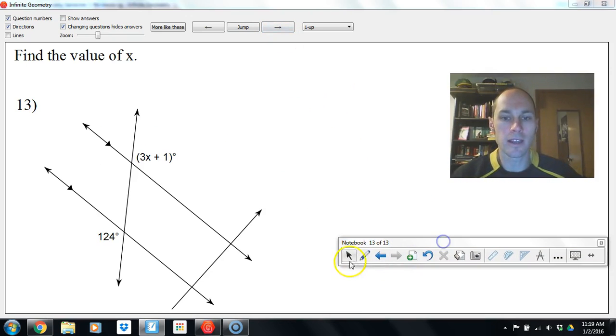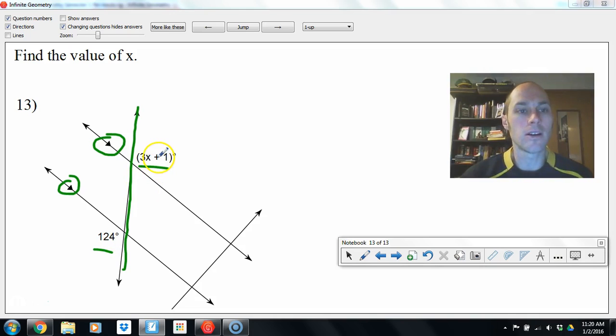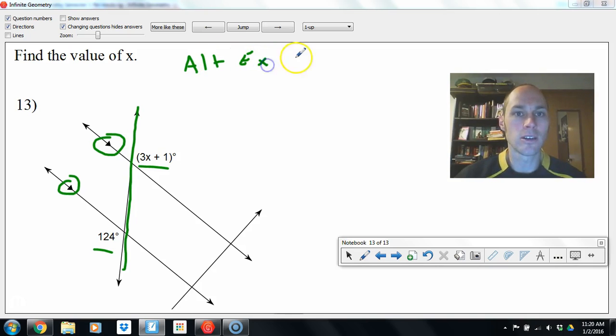Next, we want to find the measure of angle X. So first of all, I need to see the connections. I see I have two lines that are parallel, and I've got a transversal cutting through here. So what is the connection between these? Well, I see that this angle here and this angle are alternate exterior angles, and alternate exterior angles are congruent.